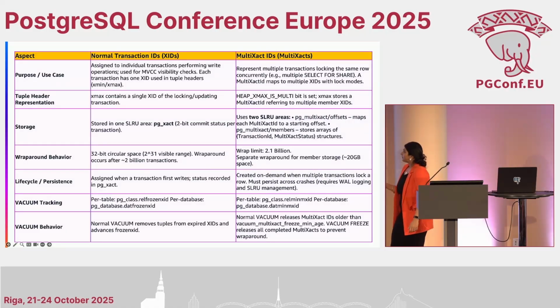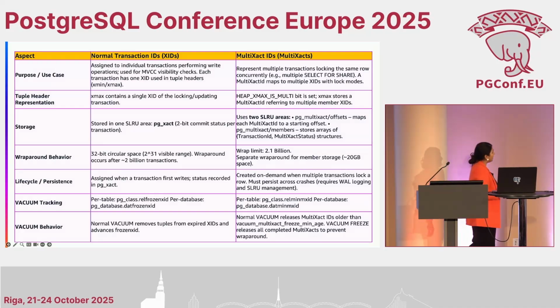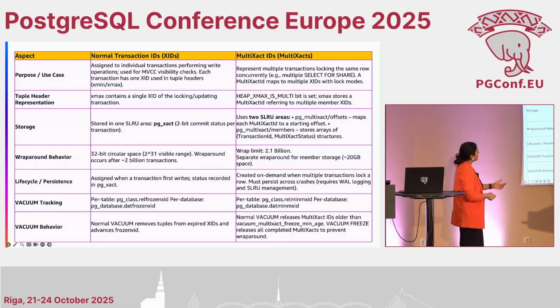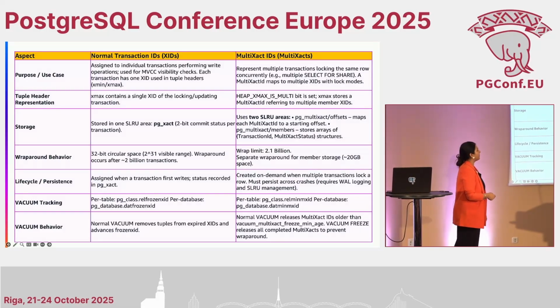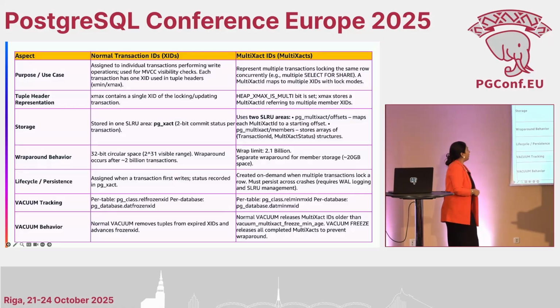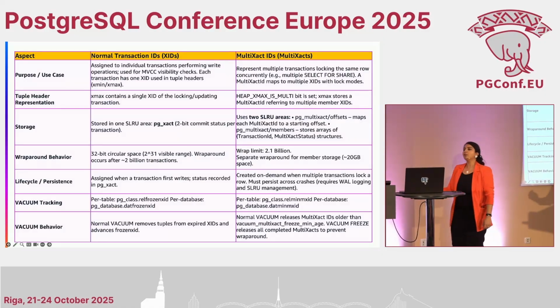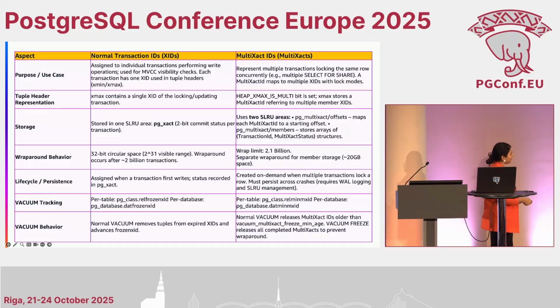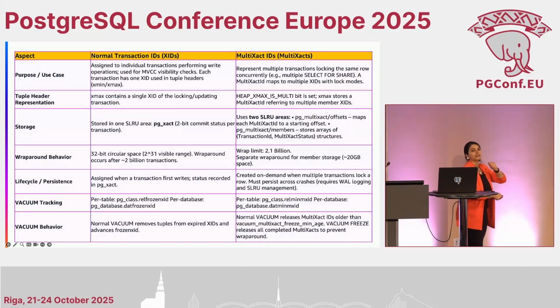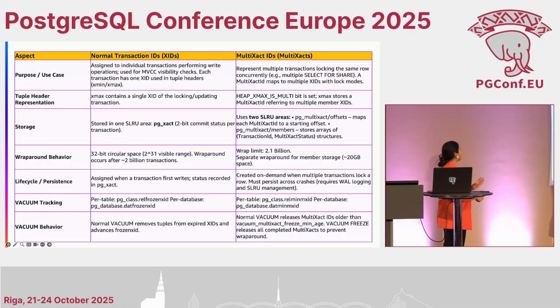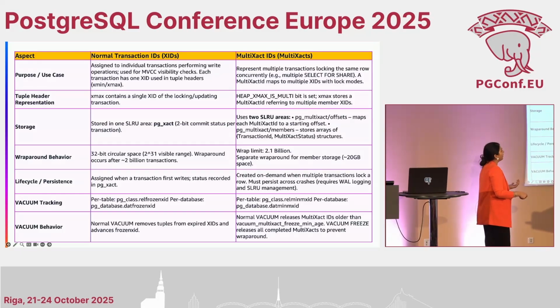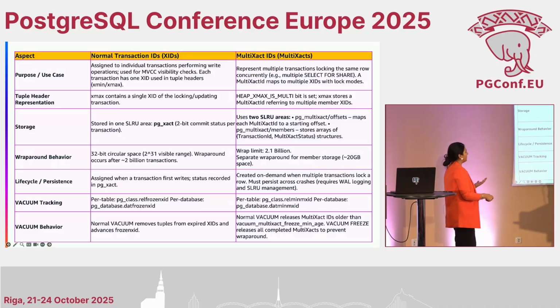Storage: for standard XIDs, PGXACT stores the information of the transactions. For MultiXacts, in SLRUs, you have two subdirectories which store this information. For wraparound, both of them wrap around at 2.1 billion transactions. But for MultiXacts specifically, you have a separate wraparound for member storage. That is an additional factor. Lifecycle and persistence: you assign an XID to a transaction when it first writes, and a MultiXact on demand when rows are locked by multiple transactions.